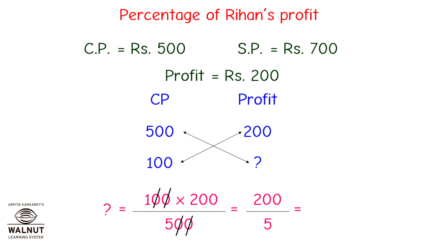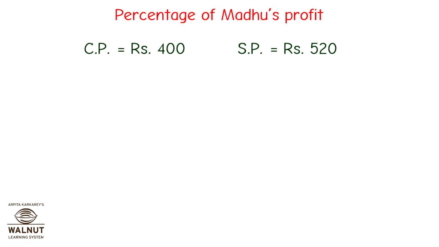We simplify this and we get 40. So, on rupees 100, the profit is rupees 40, that is 40%. That is the percentage of Rihan's profit.